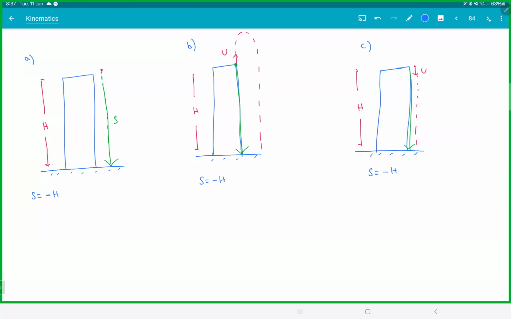I hope everyone is clear with this. Anything up is positive, anything down is negative. Keep this simple sign convention. I know in school you learned in the direction of gravity positive, opposite negative, but don't do all that. Keep it simple because you'll get confused.